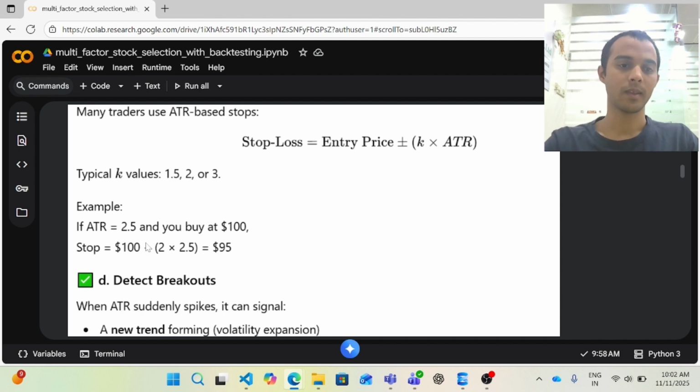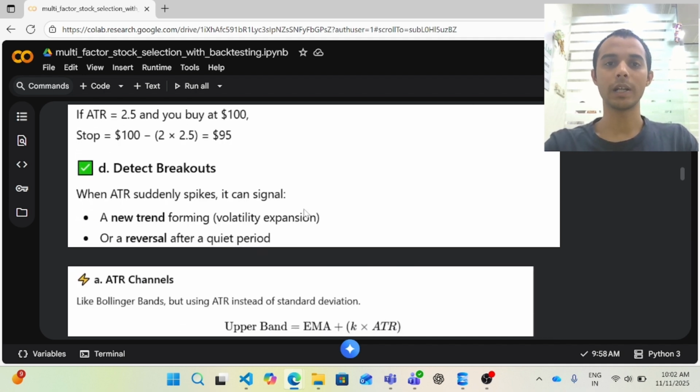So if you have to put your stop loss, let's say you bought a stock at 100. Then 100 minus 2 times 2.5 will be $95. So you won't take any loss greater than that; you will stop at 95 only. That's it.